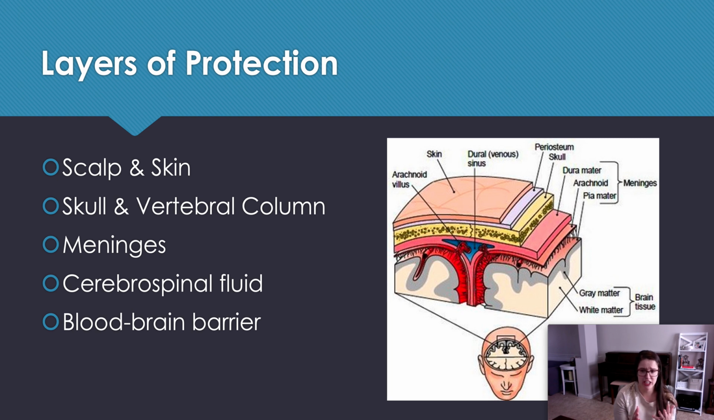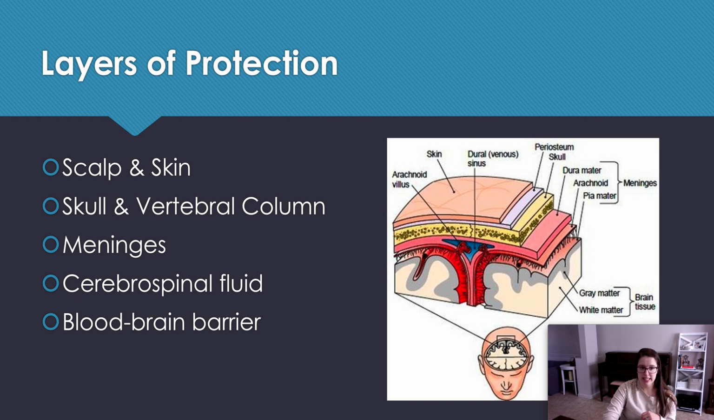The outer layer is called the dura mater. It's spelled M-A-T-E-R, but it is pronounced matter. The dura mater is the outermost layer. We then have the arachnoid and the pia mater. We're going to get to those in just a second. In addition to the meninges, we have cerebrospinal fluid, sometimes abbreviated as CSF. And then we are going to briefly talk about the blood-brain barrier. So let's dive into that.